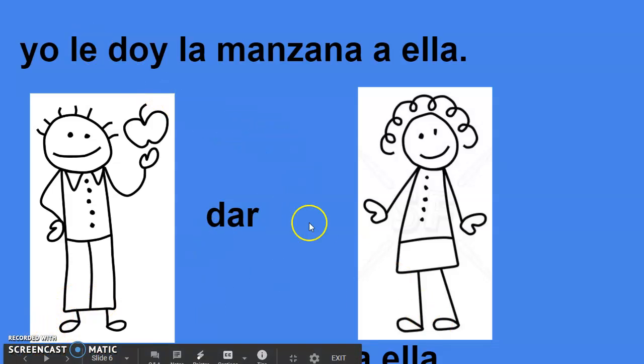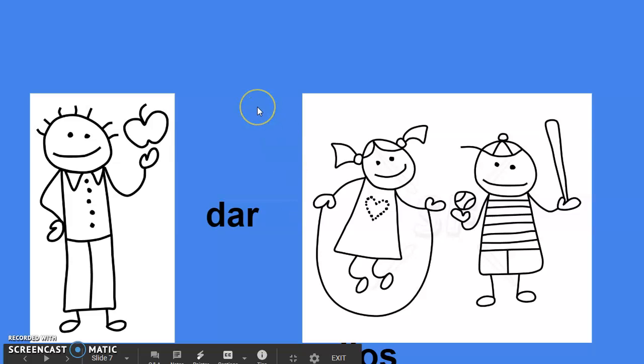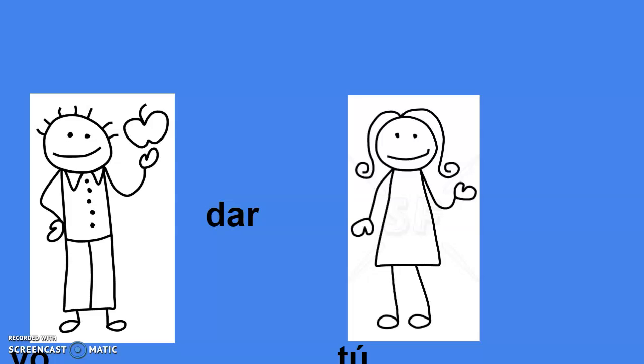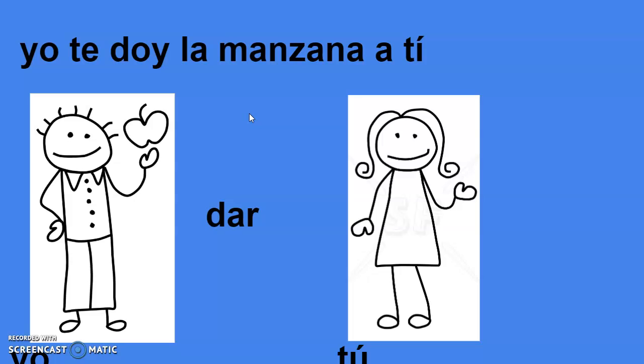So you got yo, dar, and ella, and you got to put it together, right? So here we go. We got yo, dar, and then we have ellos. So how do you think you would say, I give the apple to them? Think about it. Yo les doy la manzana a ellos. Muy bien. Vamos a practicar más. Yo dar tú. So I give the apple to you. Yo te doy la manzana a ti. Muy bien.